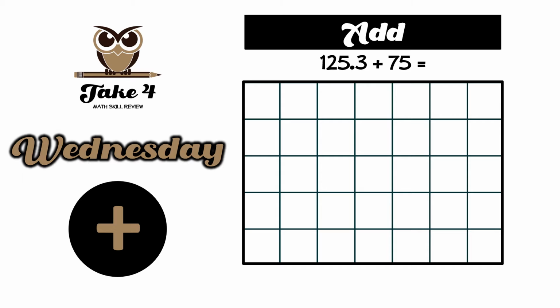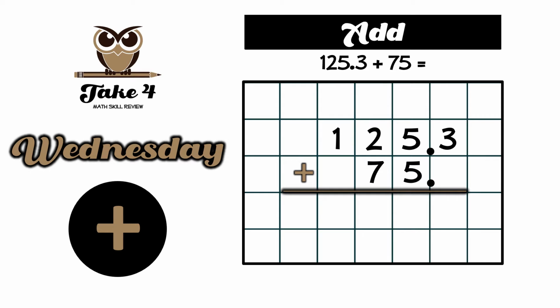125 and 3/10 plus 75. When you add decimal numbers, you need to line up the decimal points. 75 is a whole number. Its decimal point is invisible. It comes at the end of the number, just like a period comes at the end of a sentence. So your problem should look like this.